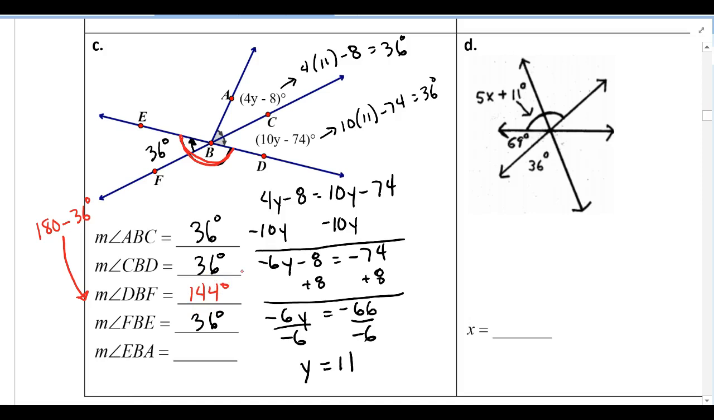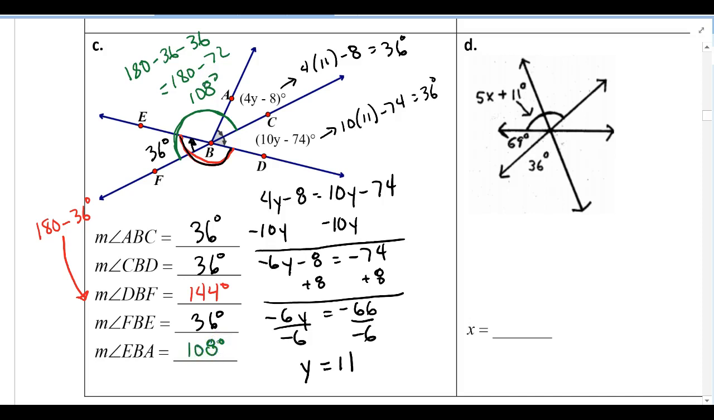And let's see, all we need is EBA. So I can see that these three angles here add up to 180. So this angle is going to be 180 minus the 36 on the left and minus the 36 on the right, which is going to give me 180 minus 72, or 108 degrees there. So that's 108.